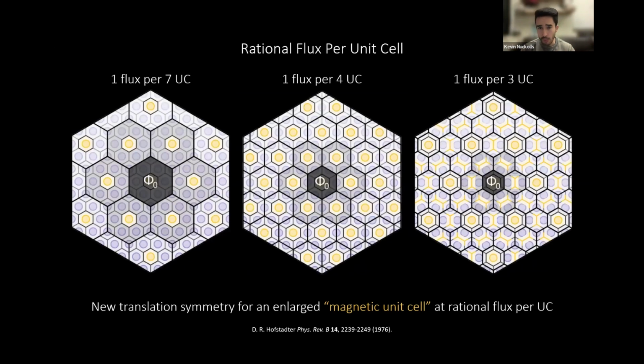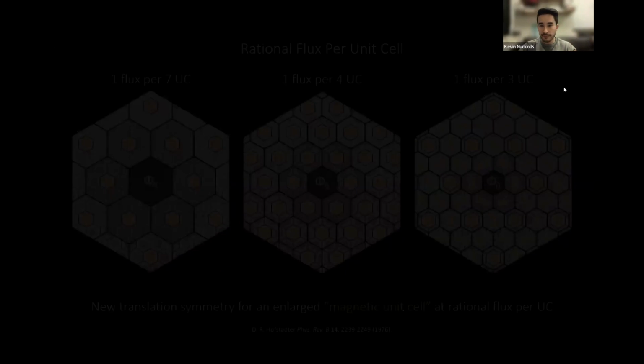This is clearly not the only situation where this is going to happen. We'll have a different solution at 1 flux per 7 unit cells, 1 flux per 4 unit cells, and 1 flux per 3 unit cells. Hofstadter's paper even gives us a prescription for how to handle more complicated fractions, like 2 magnetic flux quanta per 5 lattice unit cells, 5 flux quanta per 17 lattice unit cells. And so we'll have distinct solutions at each one of these rational flux per unit cell ratios.